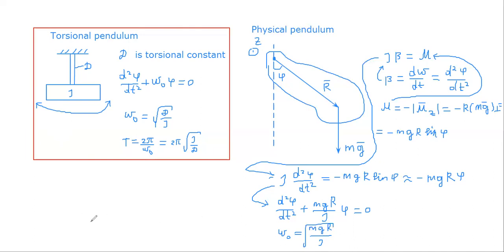and the period of free oscillations is equal to 2 pi divided by the natural frequency, and this is equal to 2 pi times the square root of I divided by m g r. This is for the physical pendulum.